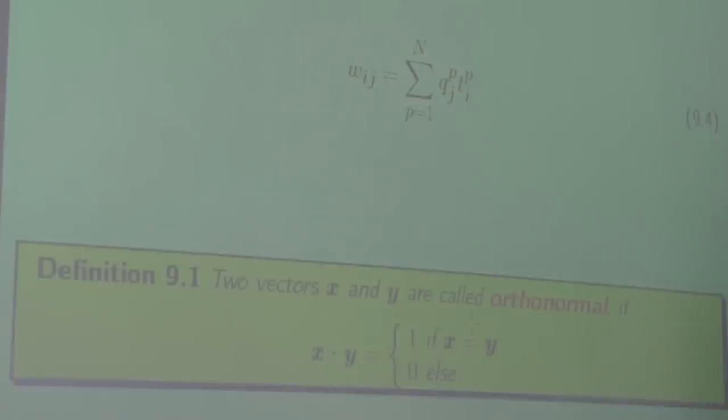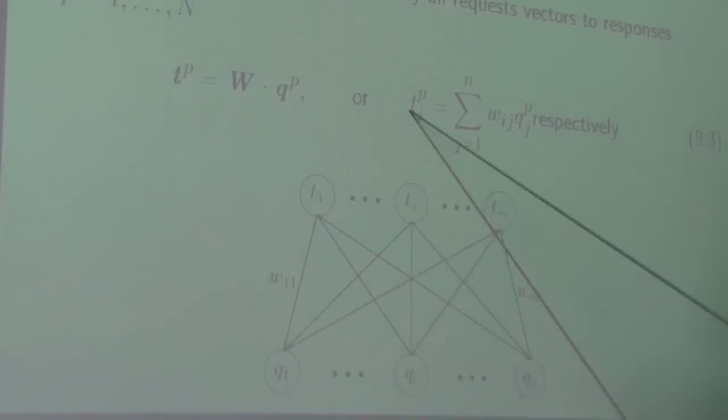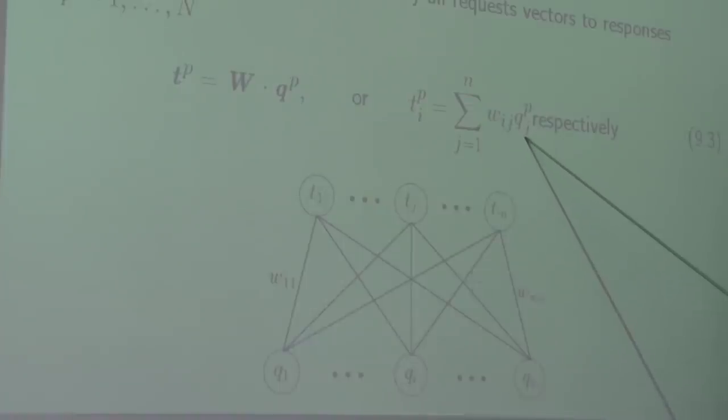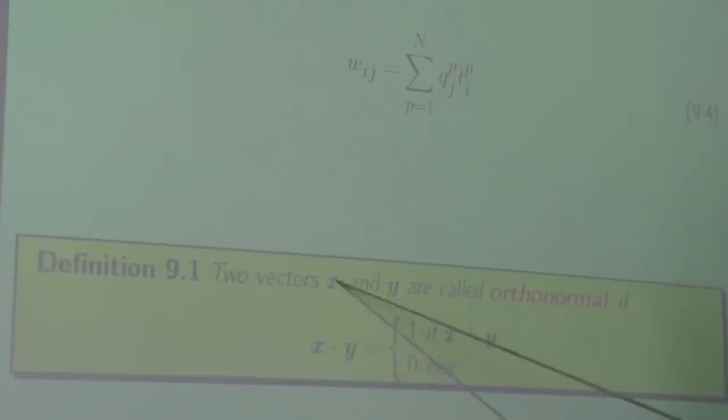And now, of course, the question is, if we determine the weights in this way, will this work? What does that mean? Is it then true that from inputting some pattern number P, I will get the correct target output number P? That's the question. And in order to prove this, we need the notion of orthonormal vectors. Two vectors x and y are orthonormal if the scalar product between the two vectors is 1 if and only if the two vectors are the same, and otherwise it is 0.